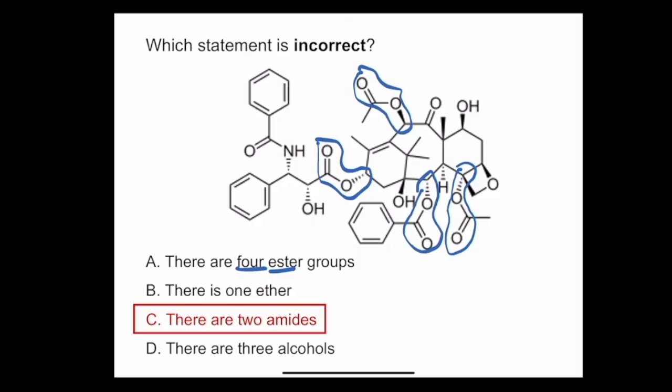Second, 1 ether, where is that? Right there. There are 3 alcohols, 1, 2, and 3. There are 2 amides? There is only 1 amide right here. To have an amide, what is the critical atom that must be in it? Nitrogen. There's only 1 nitrogen in this whole molecule, so we can only have 1 amide.